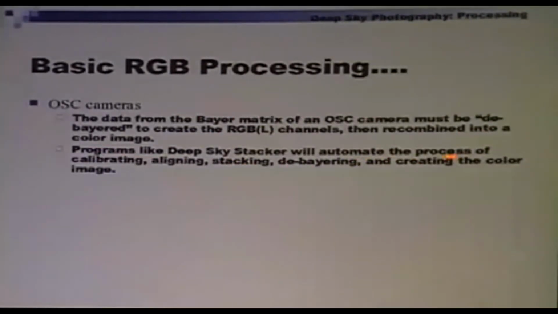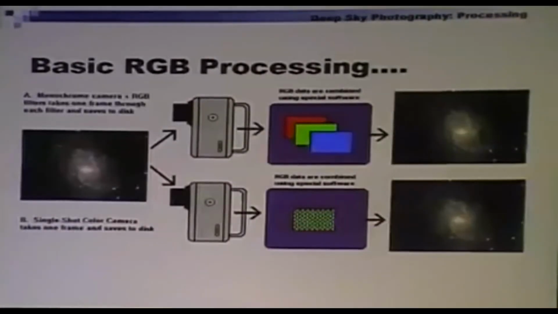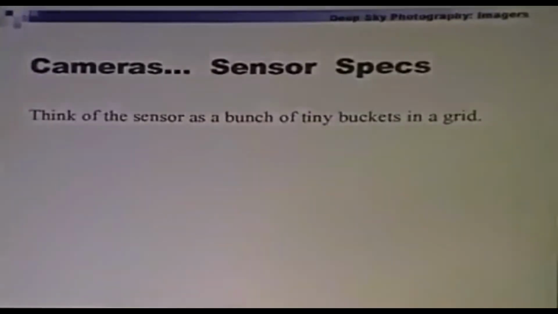Deep Sky Stacker automates the process of calibrating, aligning, stacking, debayering and creating the colour image, which is what's going on in the background, and hopefully it'll be finished by the time I finish talking. Just a reminder, there's your Bayer matrix, there's your one-shot colour camera to get your picture, there's your monochrome camera, you need red, green and blue, or a whole mix of narrowband filters, so you need at least three times the amount of imaging, but you get slightly better resolution. But we're probably following the one-shot colour route there.